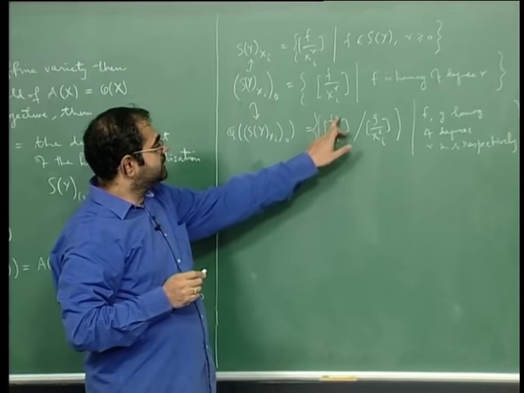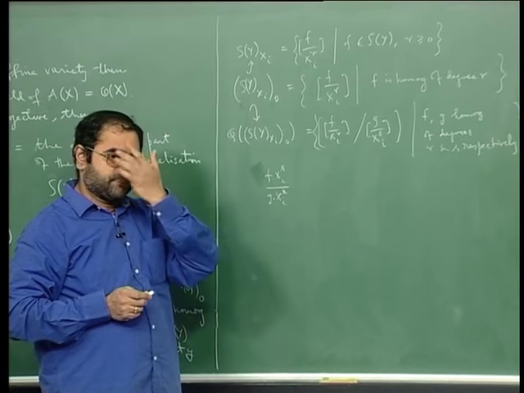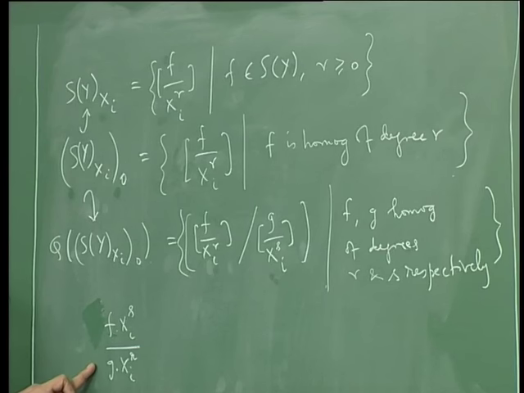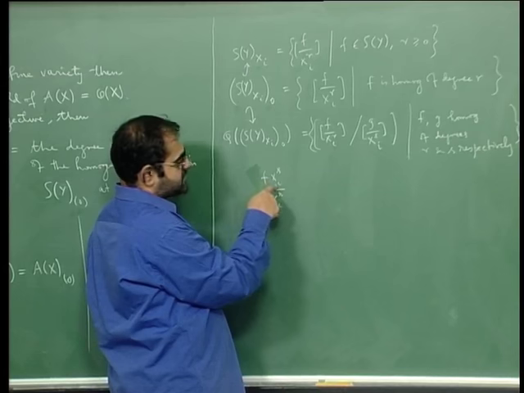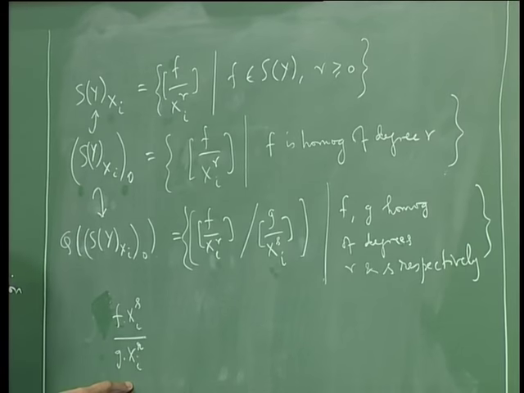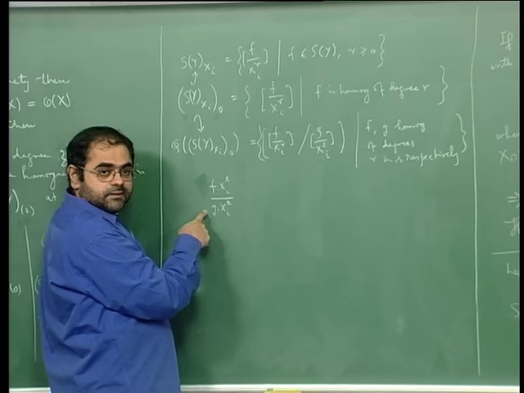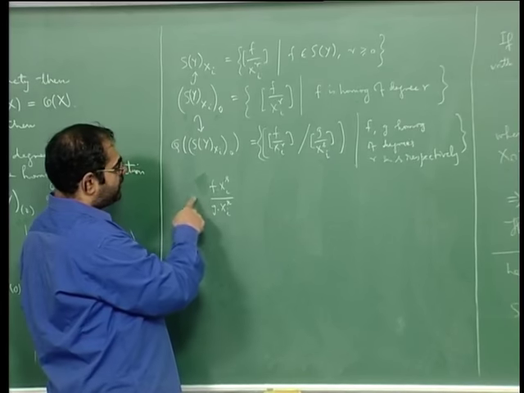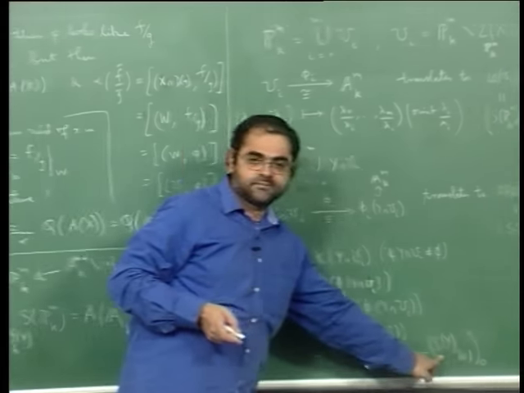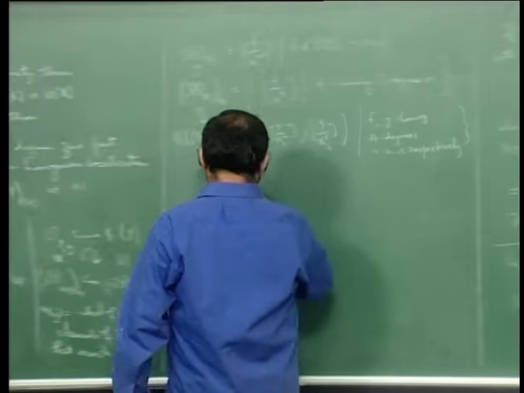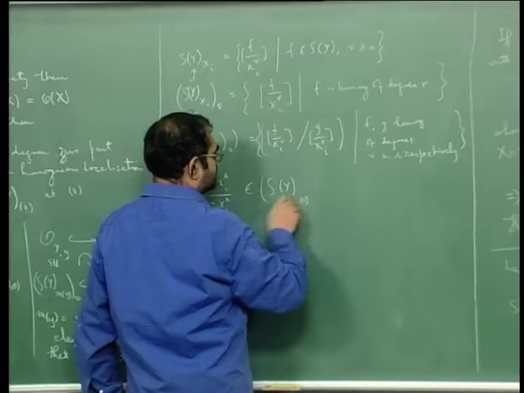Okay, if you just divide these two very naively, this is what you will get. And the numerator will have degree r plus s, denominator will have degree r plus s. So this is the quotient of homogeneous polynomials of the same degree. So what you are going to get is an element here. See, this belongs to S_y localized at 0, degree 0 part.